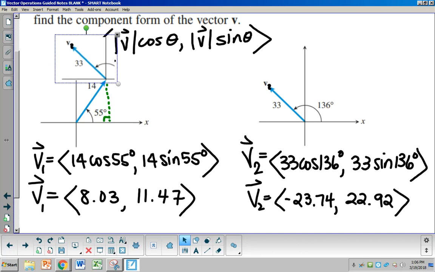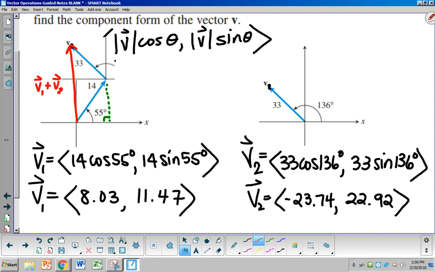And how do I do that? You're right. Connect the tail of the first one to the tip of the second one. There it is. This would be the resultant. That would be V1 plus V2. Do you agree with that, the red one?